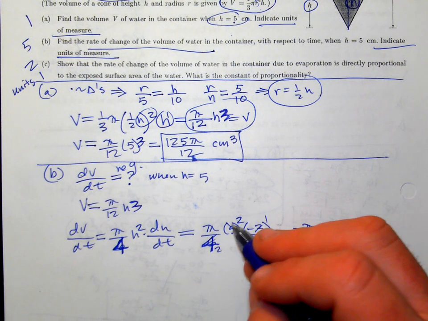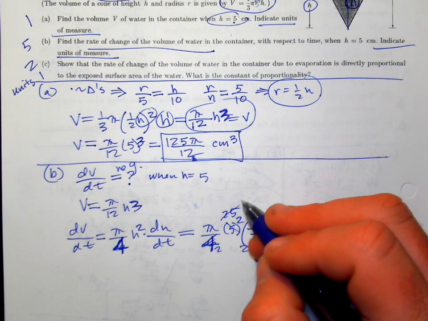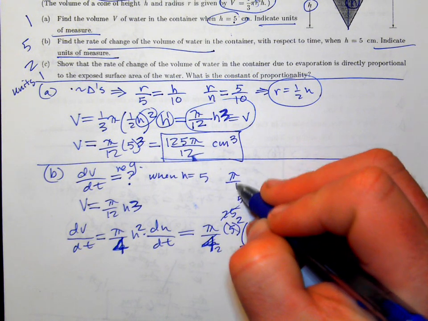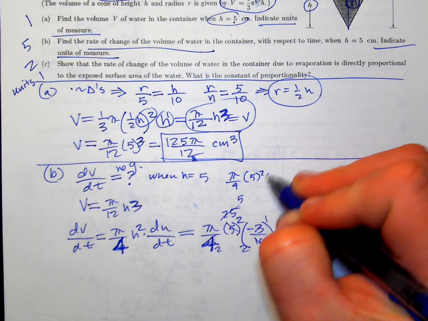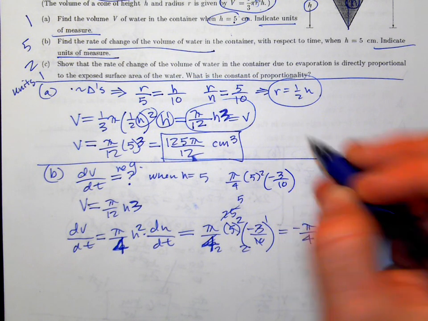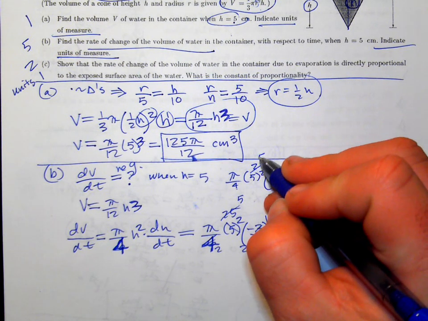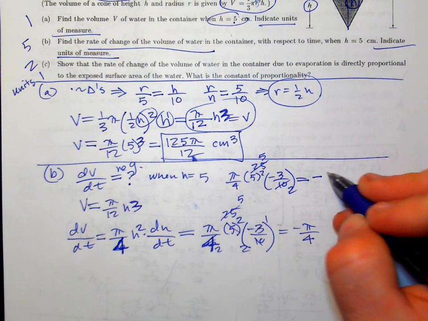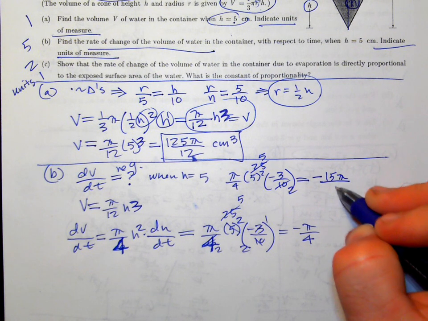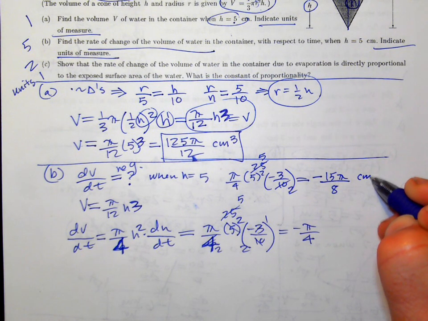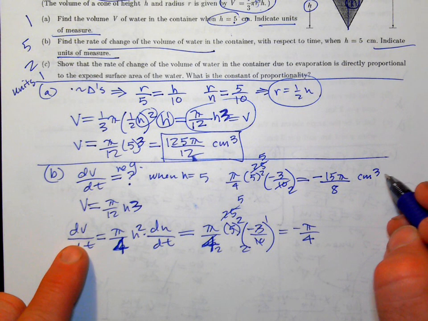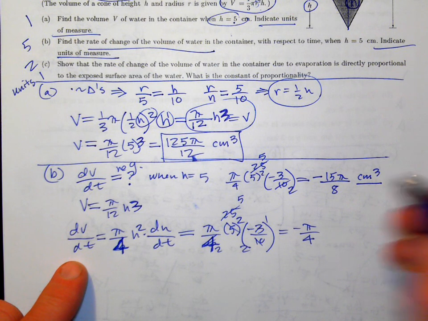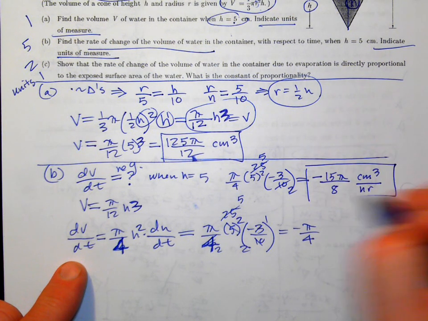So it's going to be 25 over 10. You can reduce it. I'm just going to rewrite this because it's so messy now: pi over 4, 5 squared, negative 3/10. So that's 25, and 5 goes into that, 5 goes into that. Then we can rewrite it as negative 15 pi over 8. Units are cubic centimeters. It's change in volume on top over change in time on the bottom. The time in this problem is, just look around for it, hours. So that's what we need.